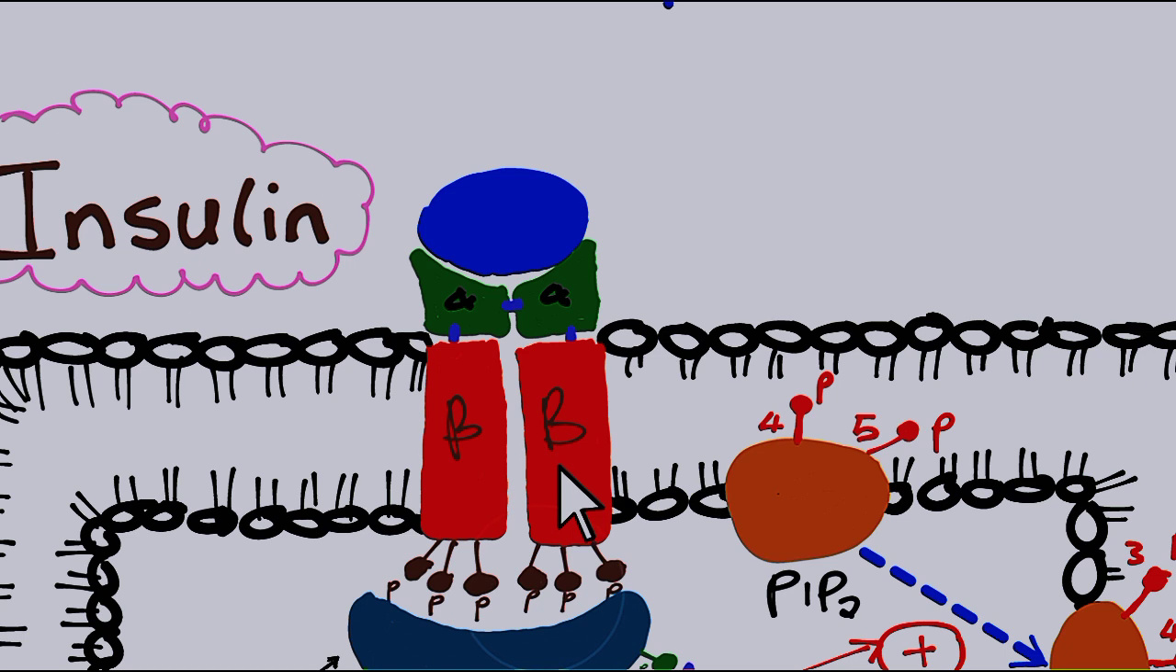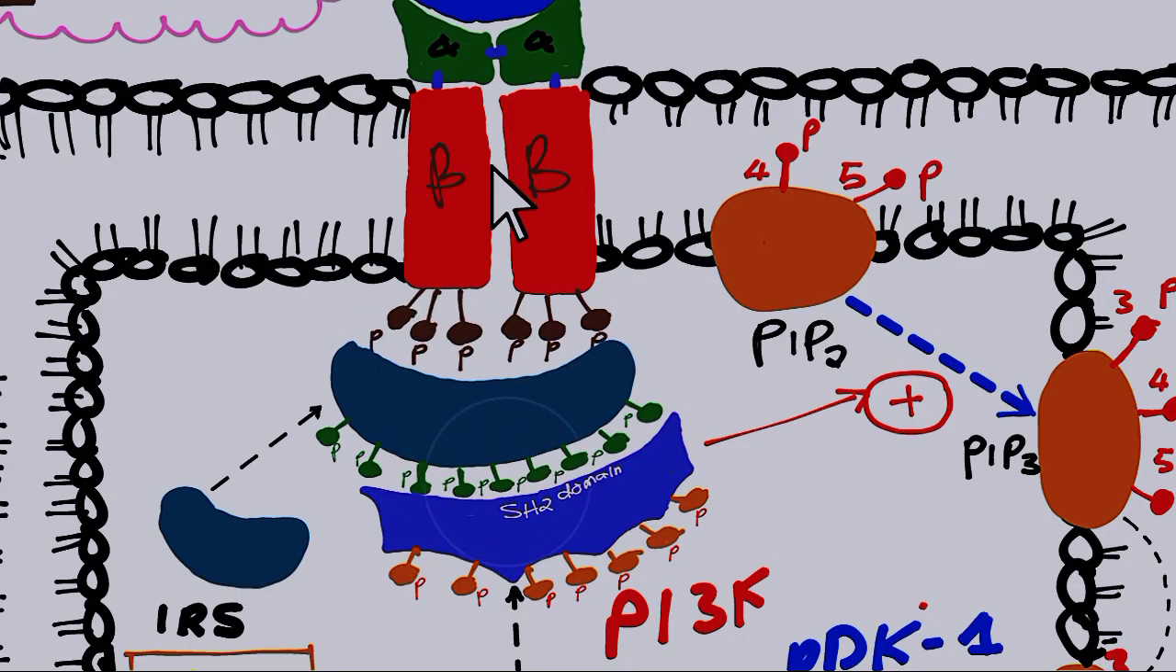So what do we mean by dimerize? They are going to bind to one another and form one structure. That's what we mean. So what you can see here are phosphate groups. This is simply showing that we've added phosphate groups to the tyrosine residues. So when the tyrosine residues are phosphorylated in the beta subunits, it means that this is fully active. And this is what we call autophosphorylation.